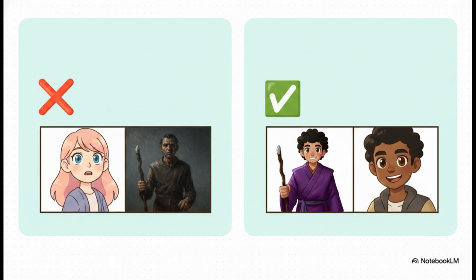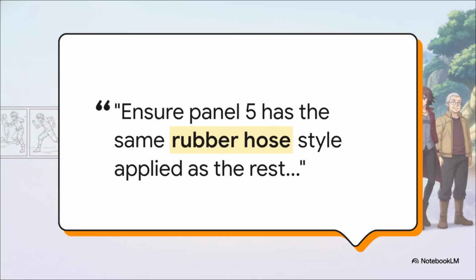So how do we actually achieve that fix? It's surprisingly easy. You fix it by directly referencing the broken panel and using a very explicit fix prompt. You input the broken image as your reference and type exactly this. Ensure that panel 5 has the same rubber hose animation style applied to it as the rest of the film. You are literally just telling the AI exactly where it messed up and commanding it to realign with your brand aesthetic. It is such a simple yet incredibly powerful troubleshooting trick.